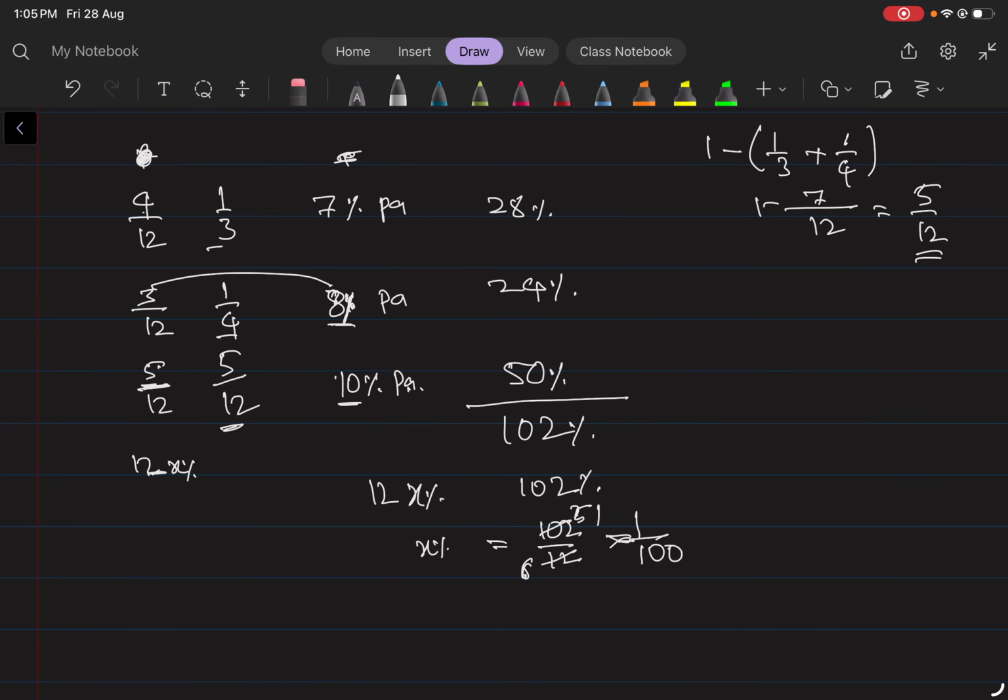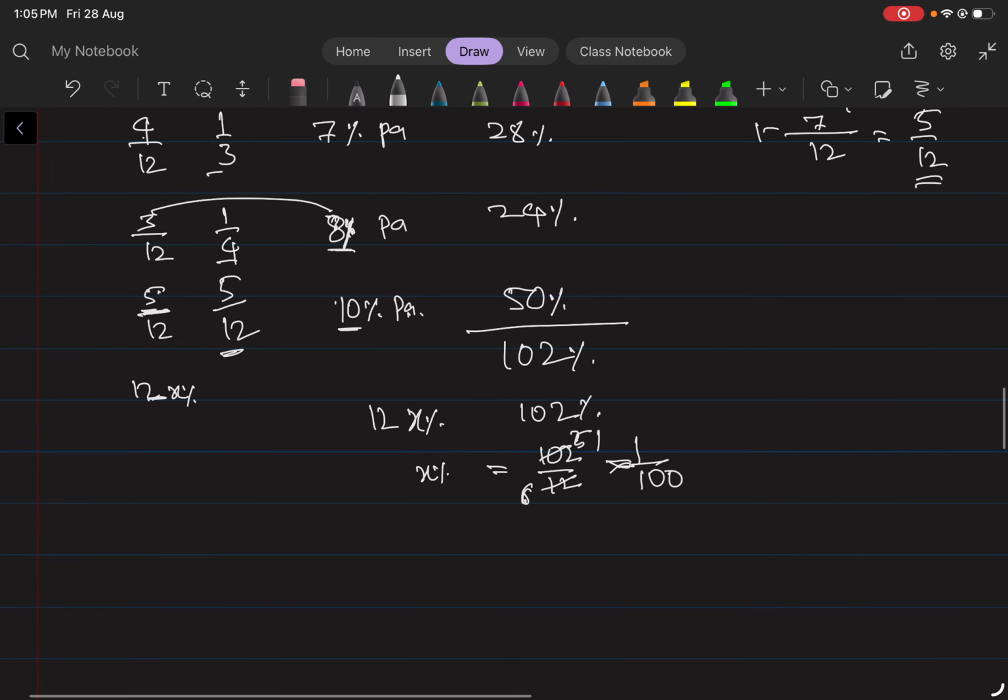So this is x. Let's not do this calculation. X is simply 102 by 12. So 102 by 12 is how much?